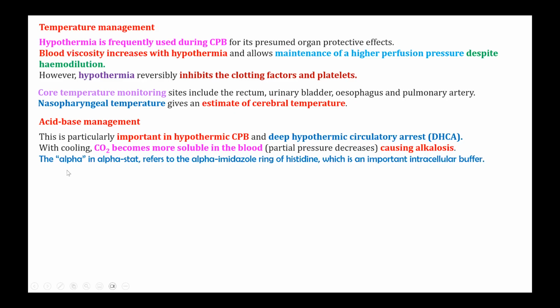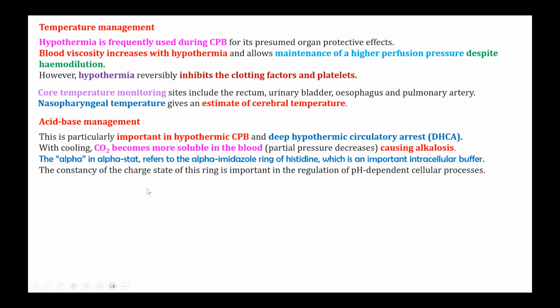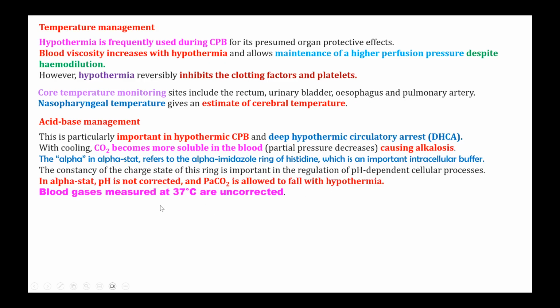So there are two methods of doing the acid-base management. One is called the alpha stat method, which refers to the alpha imidazole ring of the histidine residue of the hemoglobin, which is an important intracellular buffer. The constancy of the charge state of this ring is important in regulating pH-dependent cellular processes. In alpha stat, the pH is not corrected and PaCO2 is allowed to fall with hypothermia. This is the major component of this particular technique.